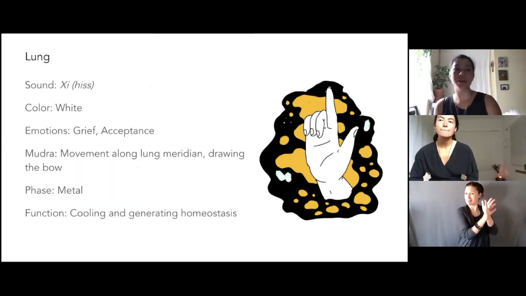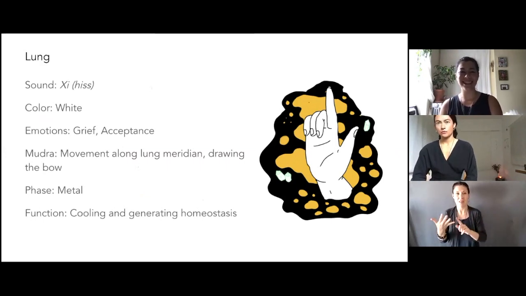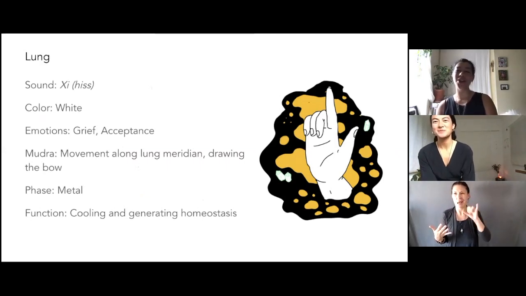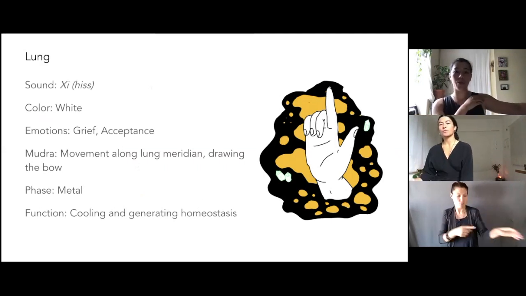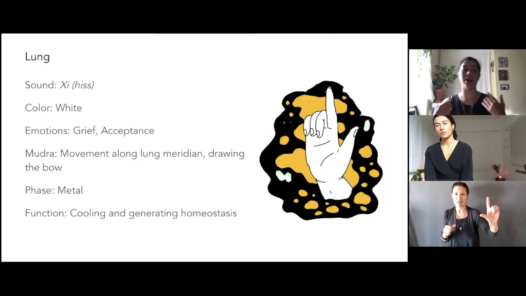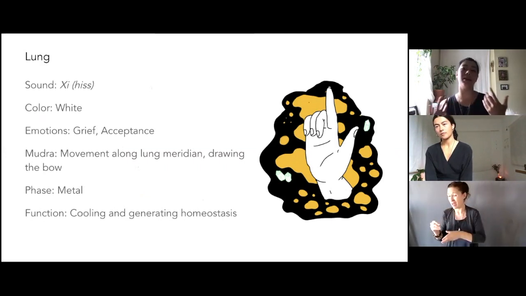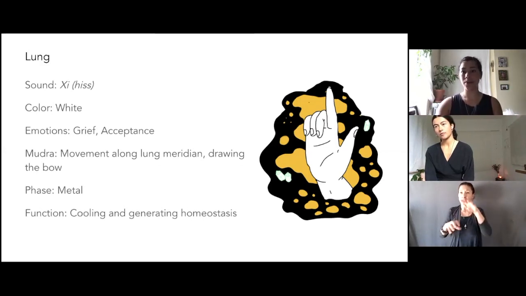The next healing sound we have is for the lung. The sound is a hiss. With the lung, we'll be actually using that meridian we showed you earlier as we do it. It's called drawing the bow movement, and this is the mudra that we'll be using. And the function of this is related to the emotion. So an incomplete emotion here is grief. When it is complete, it becomes acceptance. The function is taking in air, cooling, and generating homeostasis.